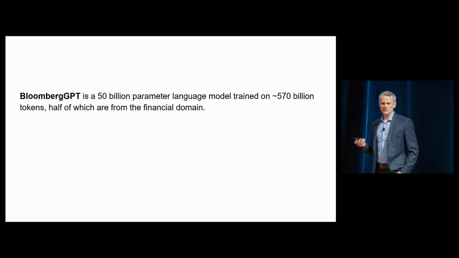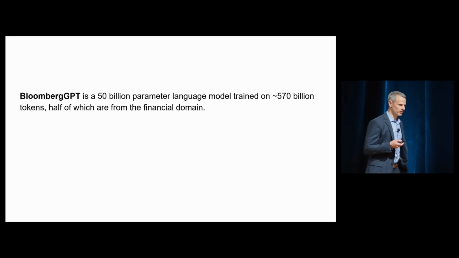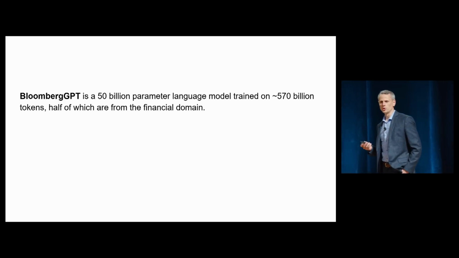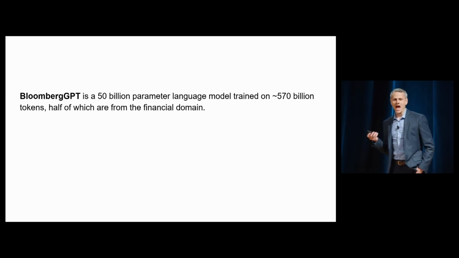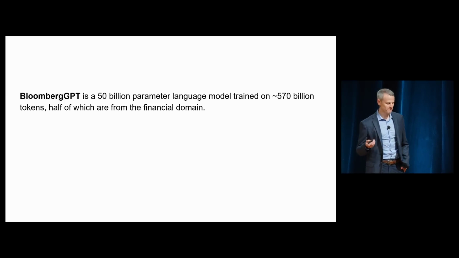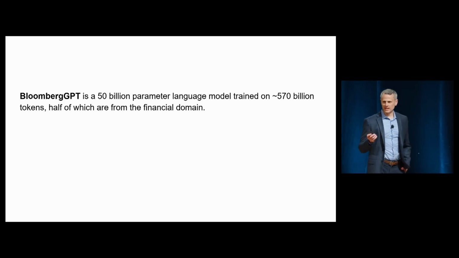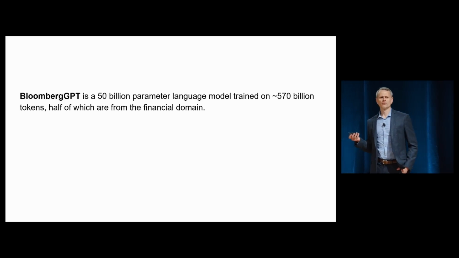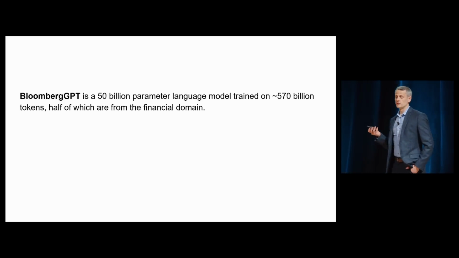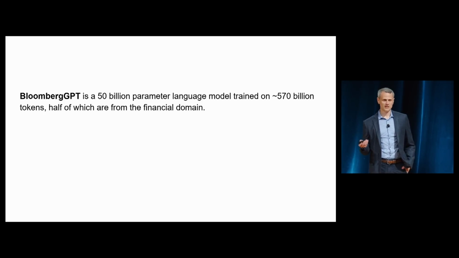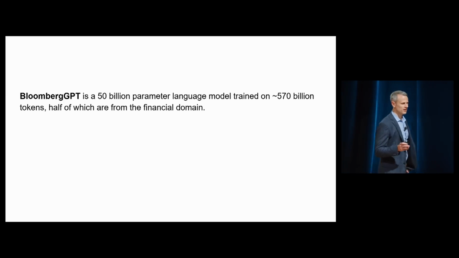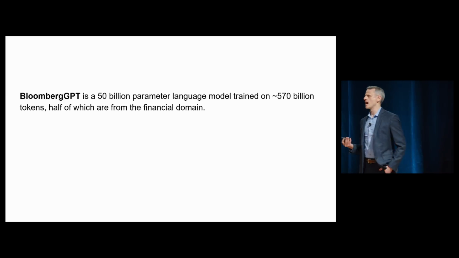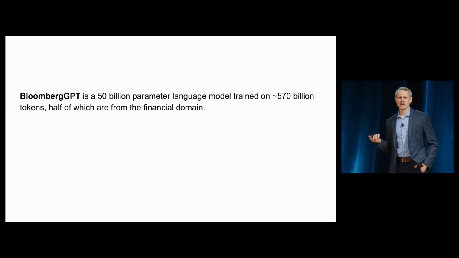BloombergGPT is a 50 billion parameter language model trained on about 570 billion tokens of training data, about half of which is from the financial domain. Training a very large language model is difficult. It takes a lot of resources. Not a lot of individuals or teams have attempted it, and far fewer have given any details of the challenges they faced and the false starts they had and how they overcame them along the way.